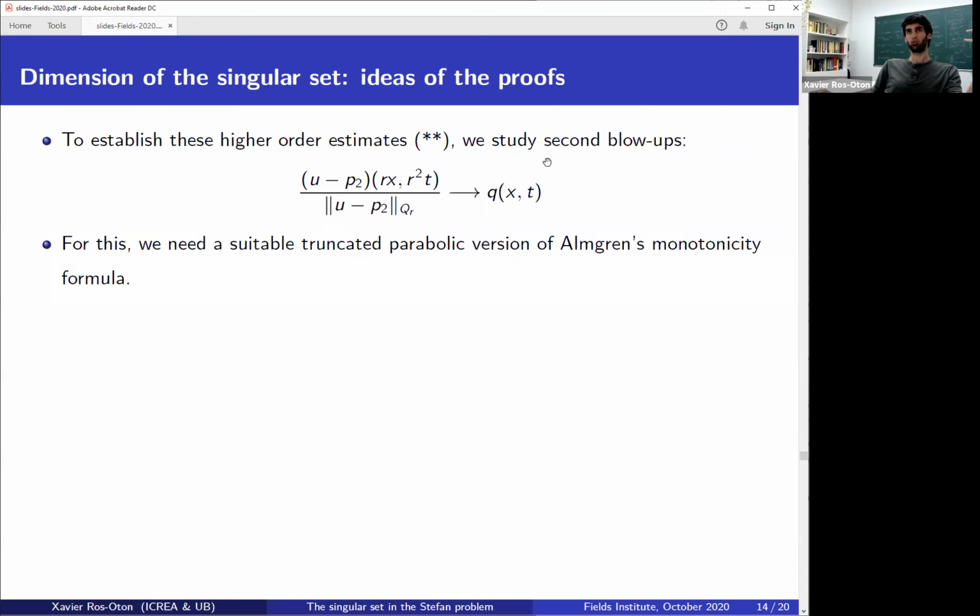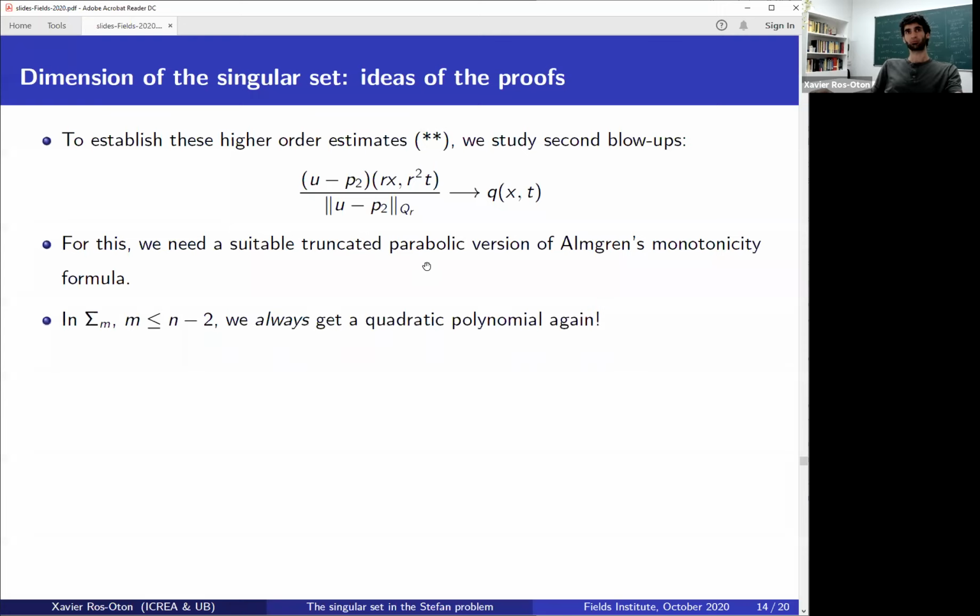Okay, and then to do this rigorously and to get convergence to a blow-up and to prove that the blow-up is homogeneous and so on, we need a suitable truncated parabolic version of Almgren's monotonicity formula that we prove here. It has to be parabolic, of course, but it also has to be truncated because otherwise it fails. So the clean parabolic Almgren's frequency formula doesn't work. You need to truncate it and work a bit with some exponential errors that do not matter too much.